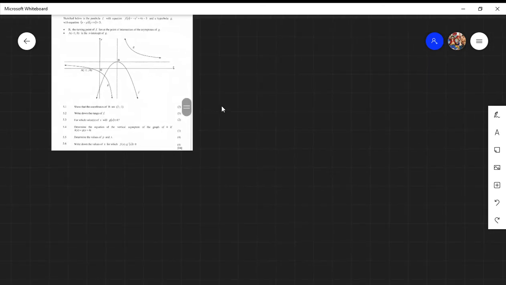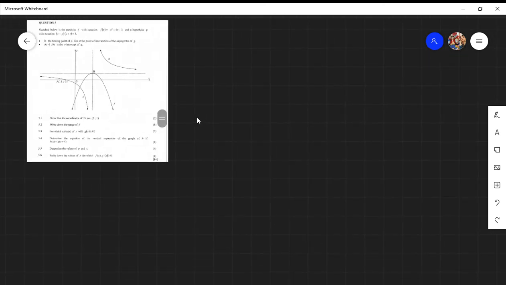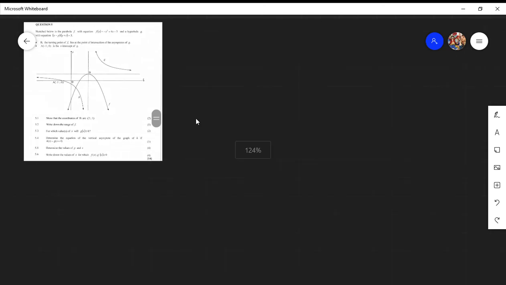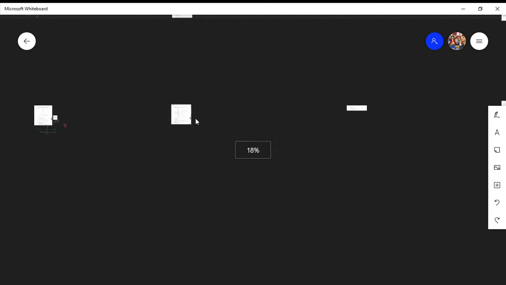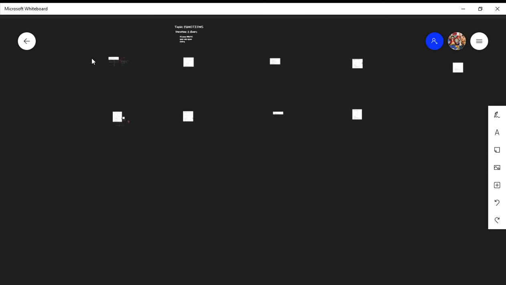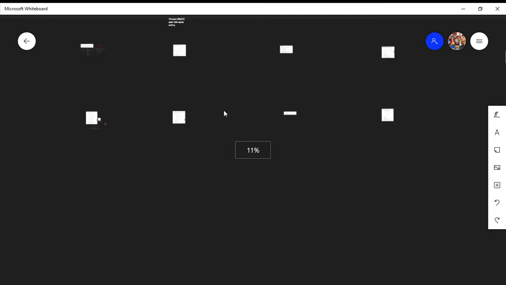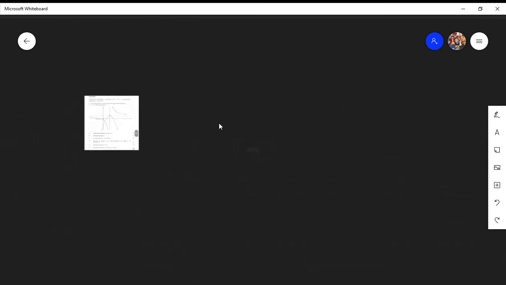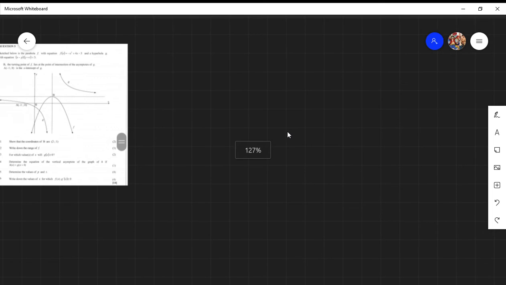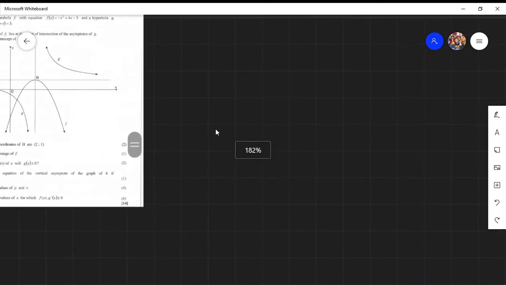Okay, so the hyperbola and quadratic function, right? Let me try and remember how I set it up. So this was 2015, 2016, and I think this is also 2016. For those of you who want to know what question paper this is, I think this is the 2016 Gauteng paper, if I'm not mistaken.